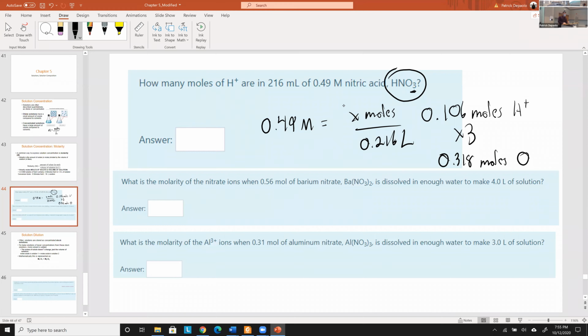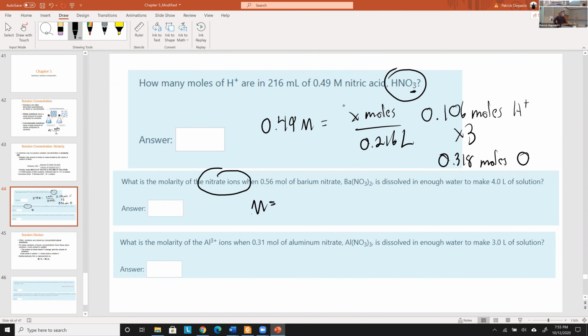Okay, cool. Now we'll do one more. So what is the molarity of nitrate ions when 0.56 moles of barium nitrate is dissolved in enough water to make 4 liters of solution? So what is the molarity of nitrate ions? That's important. So we can do the same thing. I'll do this one together.